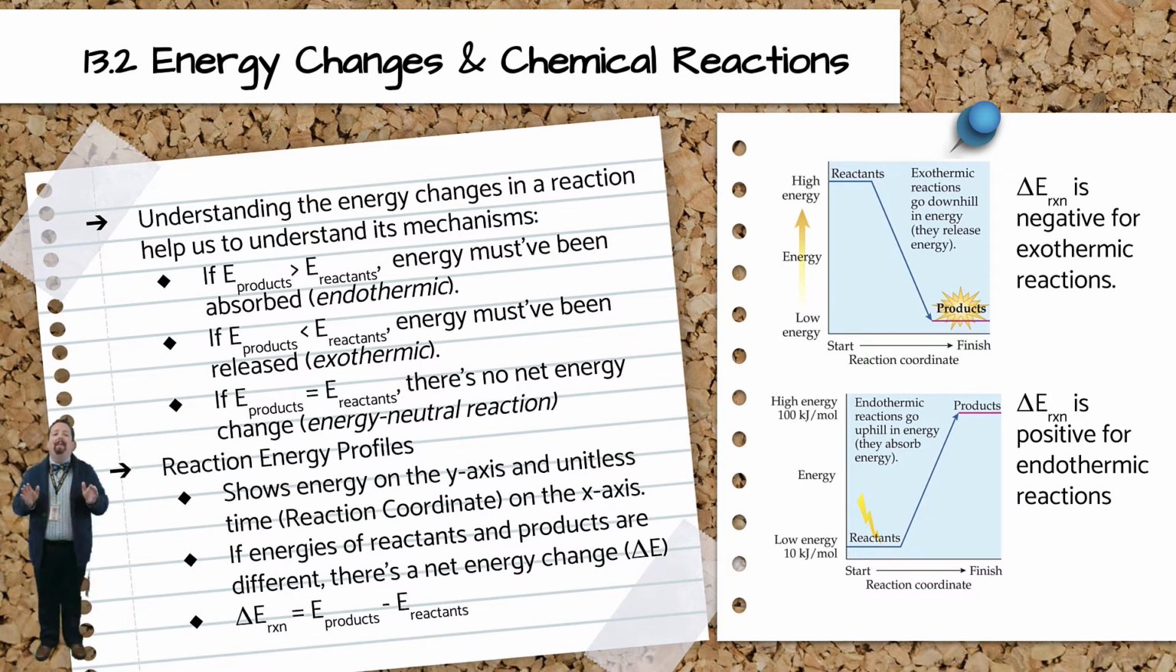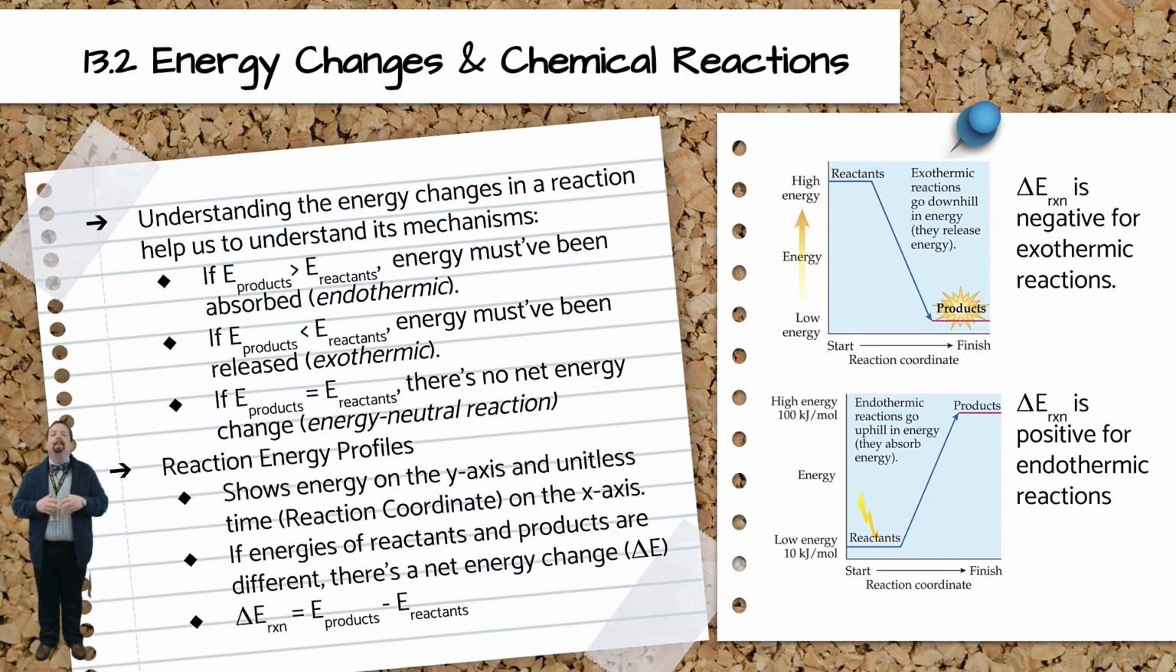A great way to visualize these changes is by graphing them on a reaction energy profile. These graphs show the energy on the y-axis and the progression of the reaction on the x-axis. You can think of the x-axis like time, but without a unit. It's called the reaction coordinate and just shows us the start to finish of our reaction. To find the total change in energy of a system, we always take the energy of the products minus the energy of the reactants.